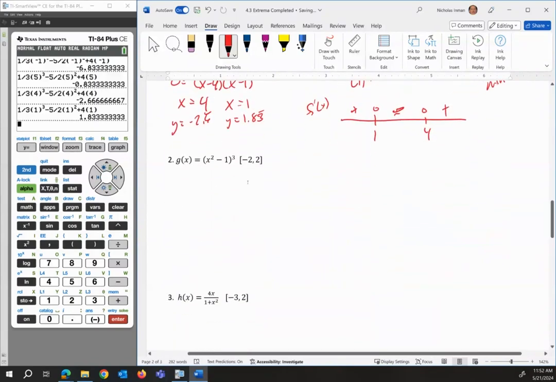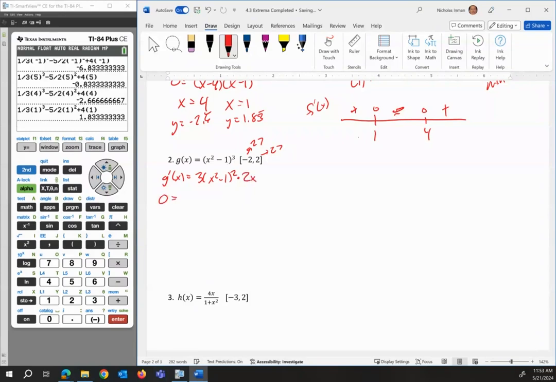All right, to do this with a slightly more complicated function, step 1, we plug in our bounds. Negative 2 squared is positive 4, minus 1 is 3, 3 cubed is 27. 2 squared is 4, minus 1 is 3, 3 cubed is 27. So these both go to a height of 27. We do G prime. That's a chain rule. 3 times this thing minus 1 squared times the derivative of the inside, 2x.